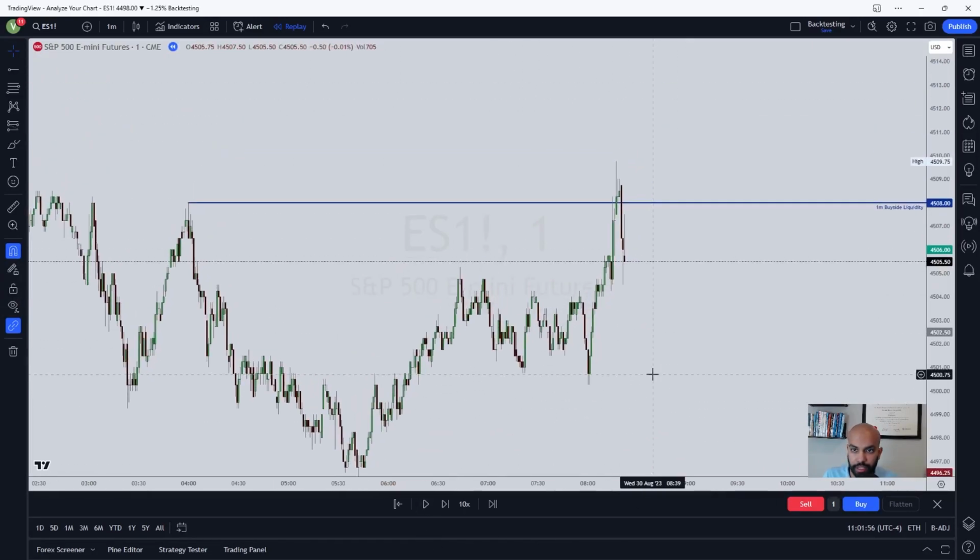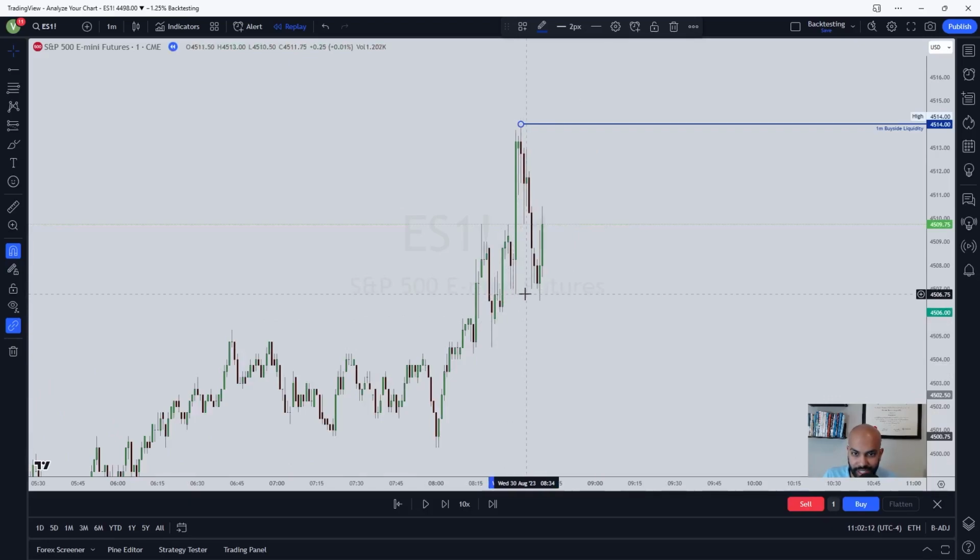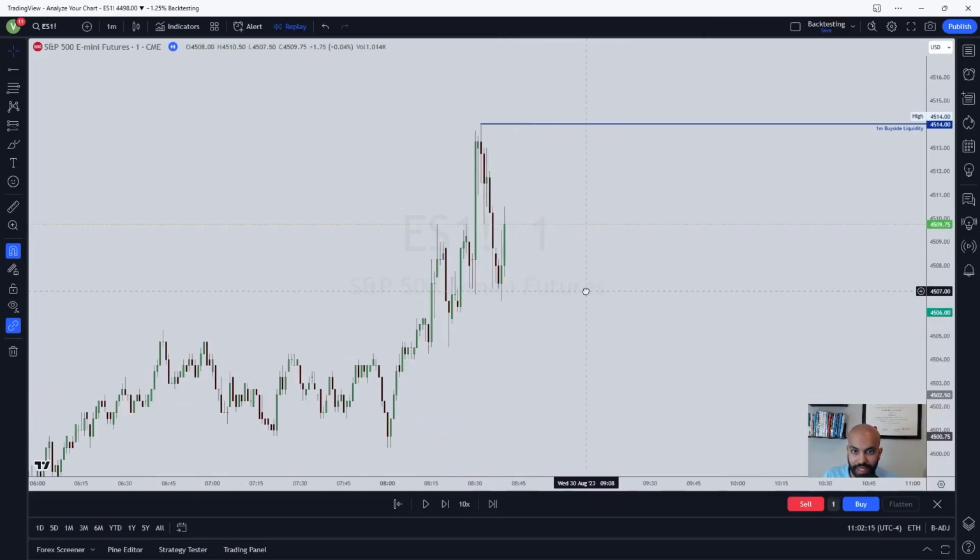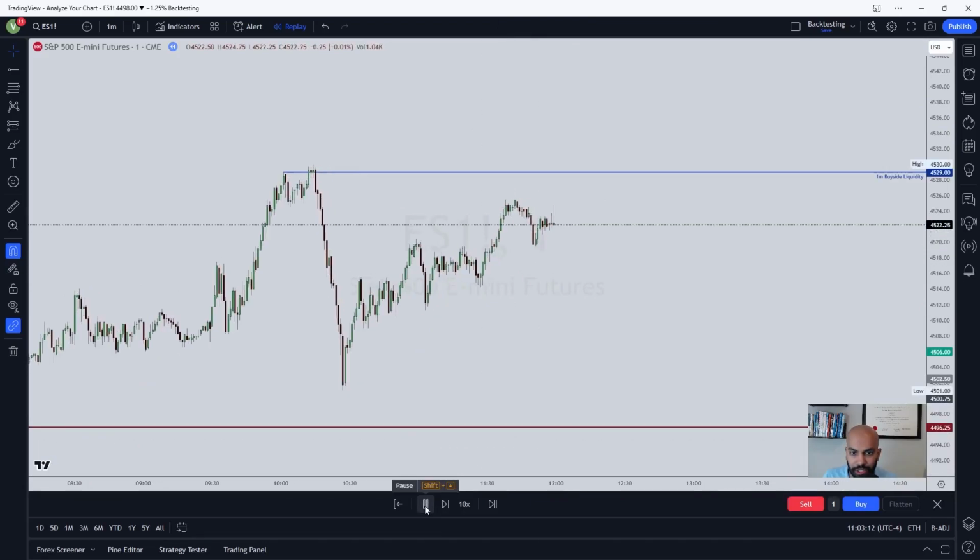Let's wait for one of them to get swept. I'm not sure if there's a change of character. It did come down here, maybe just swept the sell side, so nothing here I would enter in short on. A lot of chop, nothing here.